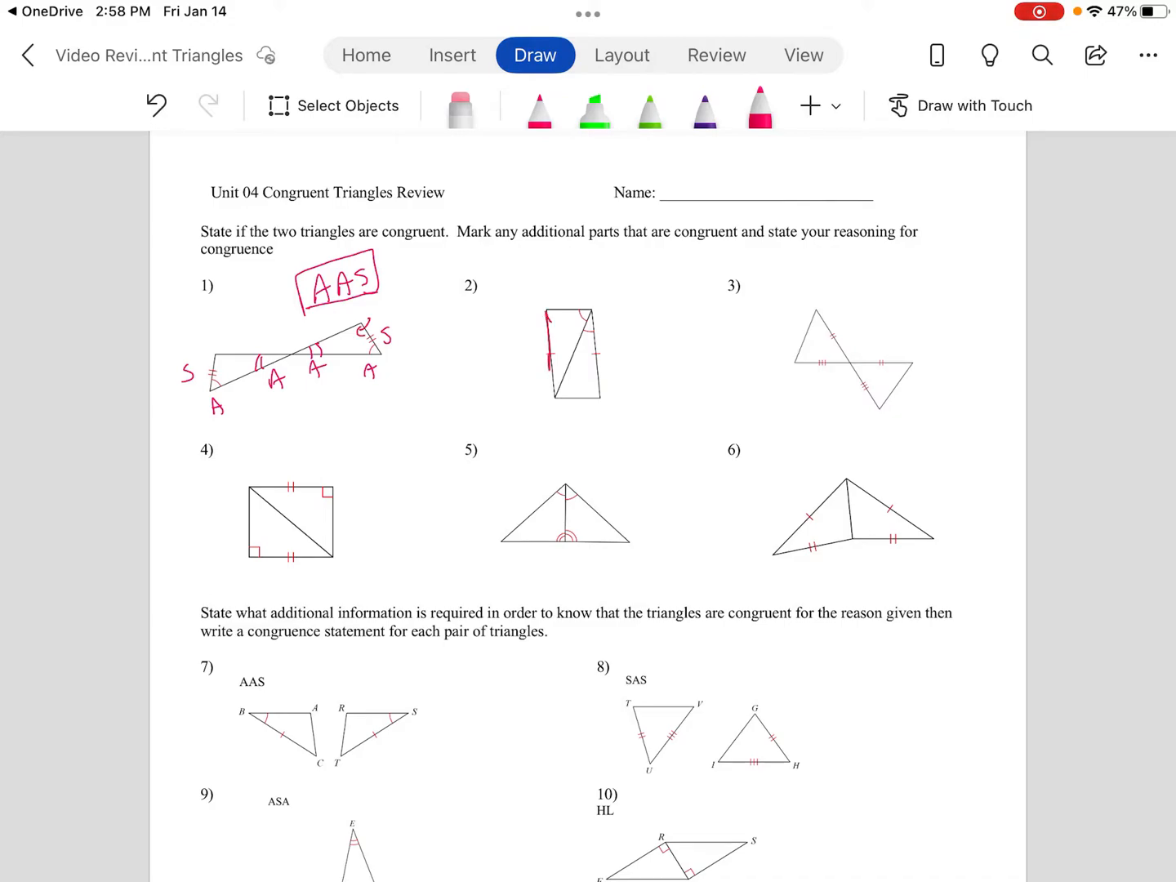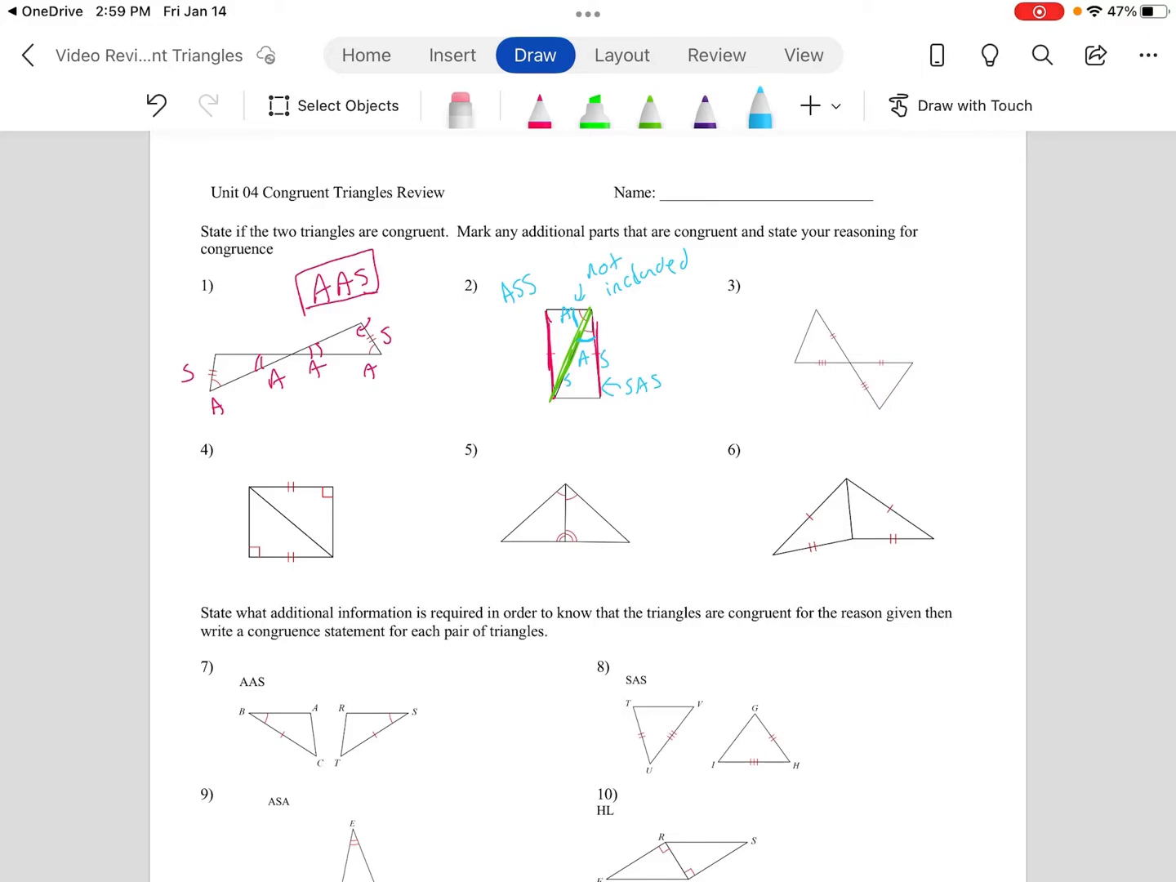This next one, I know this side is congruent to this side. I know reflexive property, that is congruent, and I know this angle is congruent to this angle. So I look at this and I'm like, okay, well, here I have a side, an angle, and a side. So this one right here would be side, angle, side. But if I look at the second one, my angle in this case is not included. So this one right here is angle, side, side.